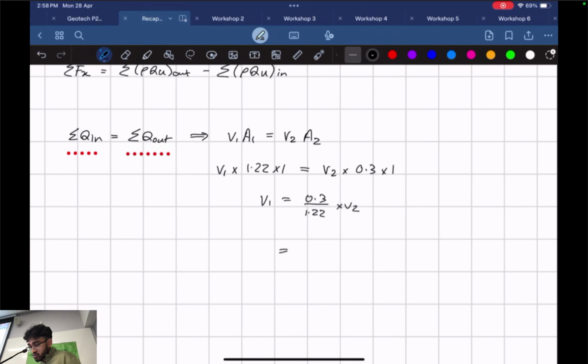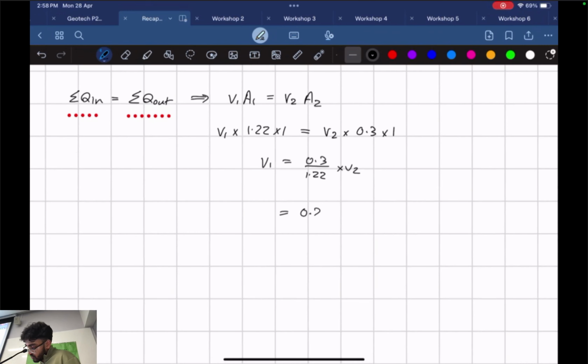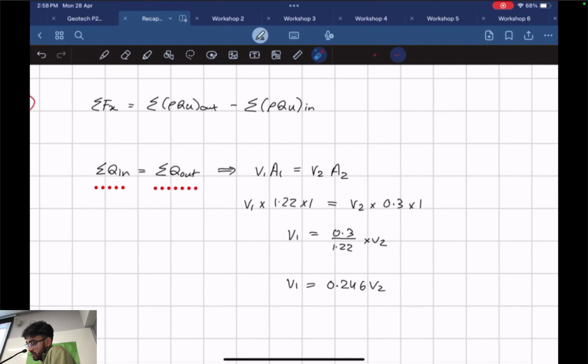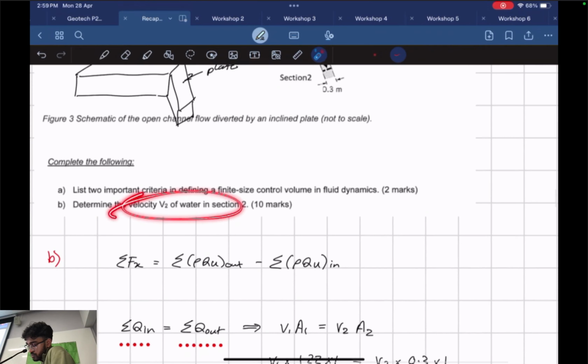0.3 divided by 1.22 is 0.246 V2. Okay, so we've got V1 in terms of V2, and this will be very helpful later on. When we plug it into our momentum equation, if we don't have V1 in terms of V2, we're going to have two unknown variables, V1 and V2. However, if we can make the amount of unknown variables one, we can actually solve for V2, which is what they've asked us: determine the velocity V2.